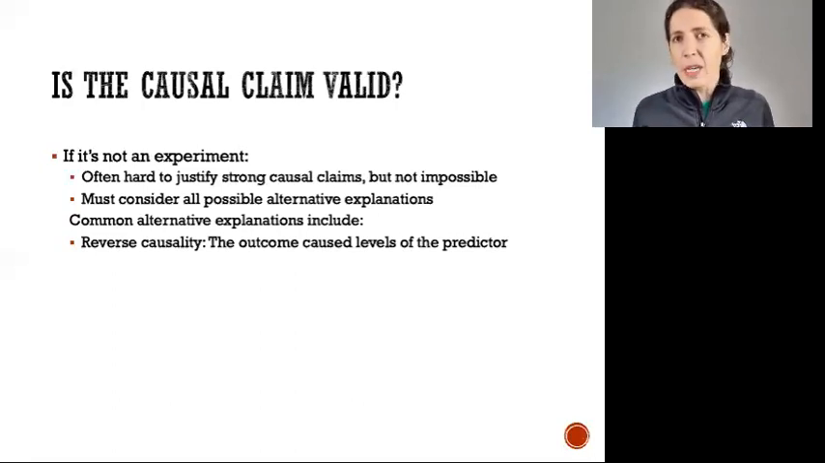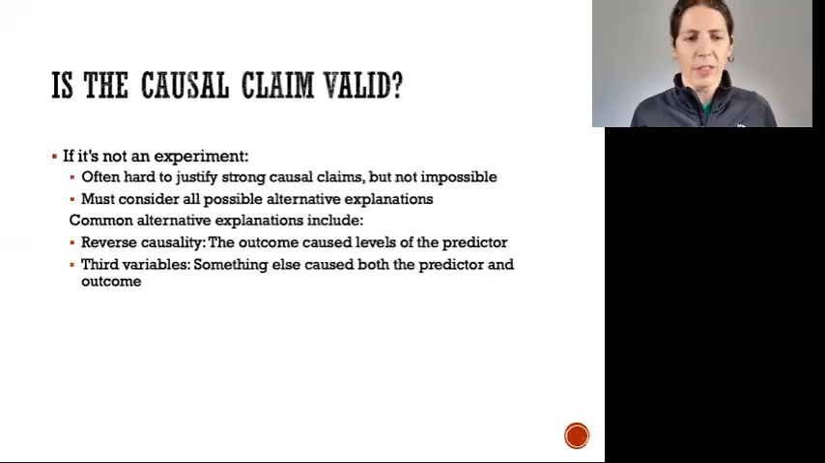So it might be tempting to make a causal claim here that having sex more frequently, up to once a week, makes people happier. But we have to seriously consider the possibility that it's the other way around, that being happy might have a causal influence on having sex more frequently. So that's an alternative explanation here that we can't rule out with these data.